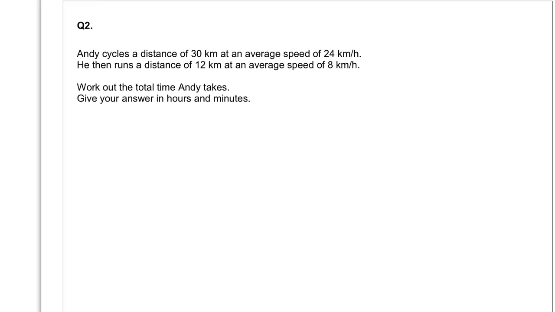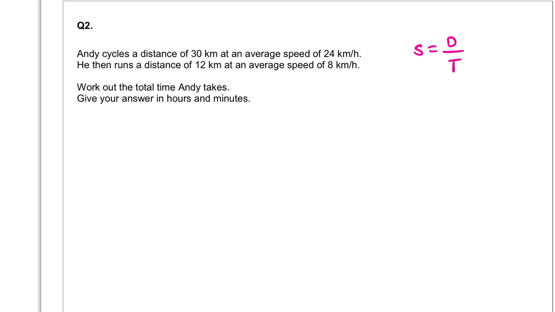Okay, Andy cycles a distance of 30 kilometres at an average speed of 24 kilometres per hour. He then runs a distance of 12 kilometres at an average speed of 8 kilometres per hour. Work out the total time. Give your answers in hours and minutes. So the first thing that I realise is that this is a speed distance time question. Yeah, we are not given the formula for speed distance time. You need to know this formula. And what is it? Speed equals distance divided by time.